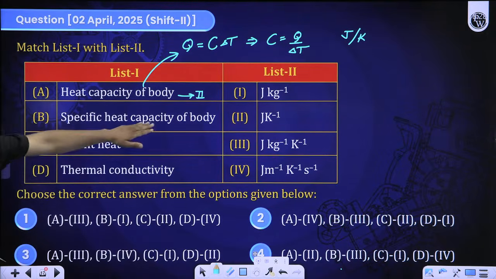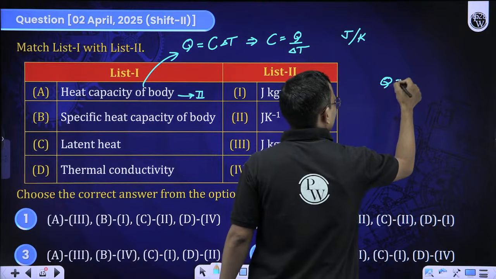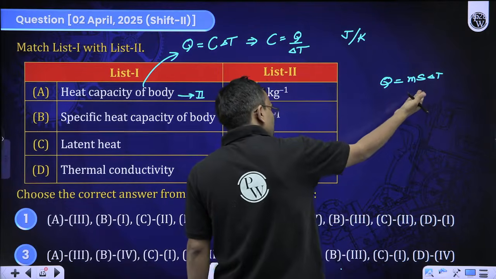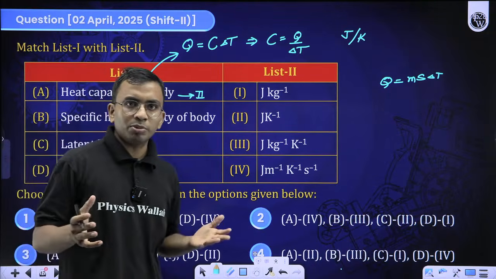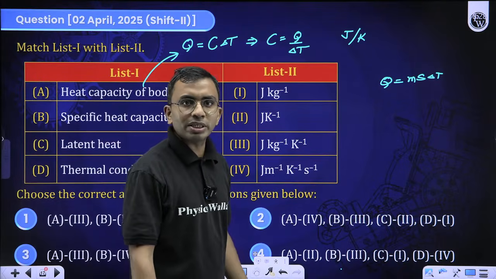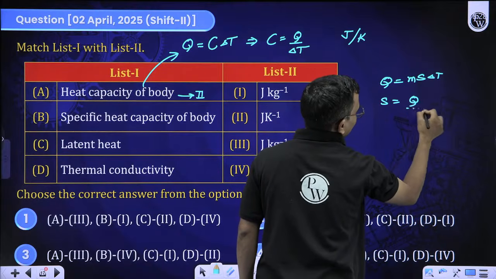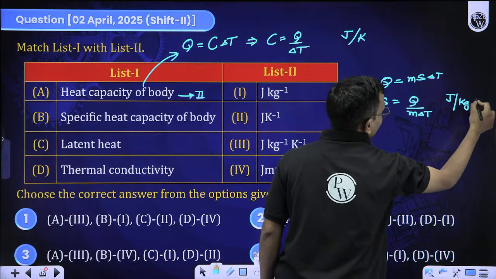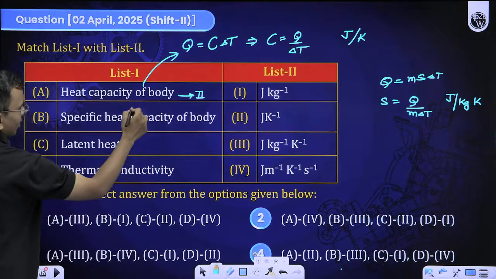Then specific heat capacity of the body. We have another formula for that: Q equals M S delta T, where S is my specific heat. I'm giving you the relation. You may ask, sir, do we need to remember the relation? No, don't remember the relation. Just understand the concept. When the chapter comes, you will remember that relation. So S equals Q divided by M delta T. So it will become joule per kg Kelvin, that is the third option.